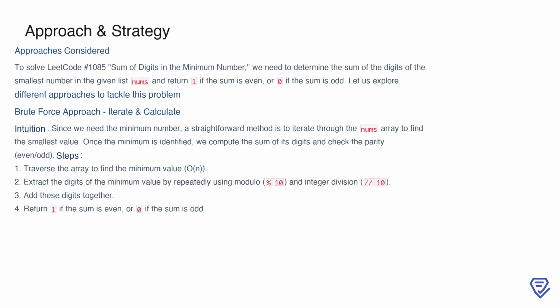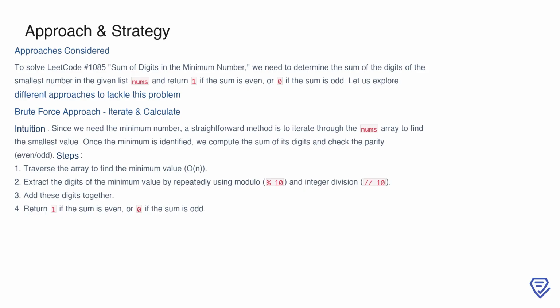First, we find the smallest number in the array by iterating through all the elements. Then, once we have the minimum value, we calculate the sum of its digits. This can be done by repeatedly using modulo to extract the last digit and integer division to remove it, until there are no digits left. Finally, once we have the sum of the digits, we check its parity. If it's even, we return 1, if odd, we return 0.